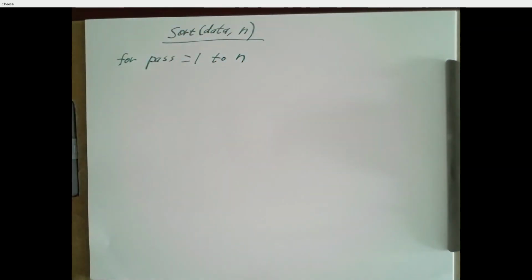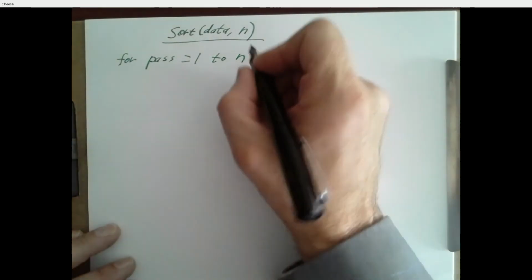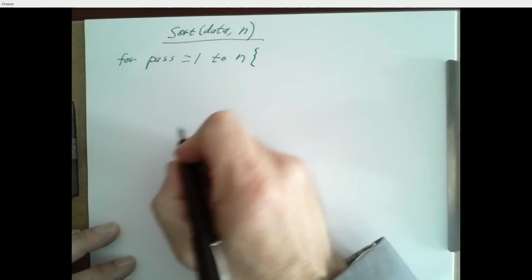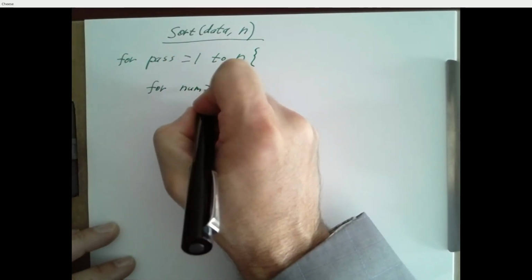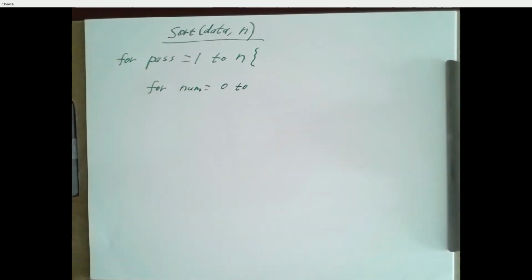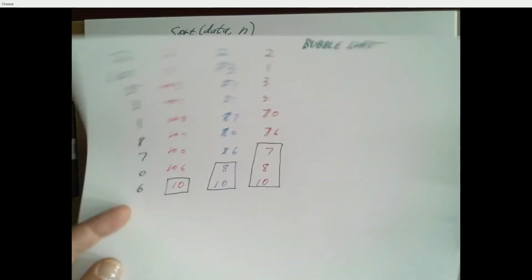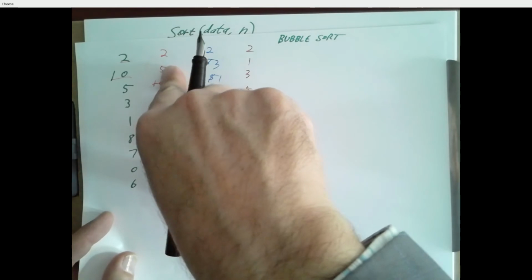So let's do n passes. You really only need n minus 1, and in fact you may need fewer than that. But first order, let's just do n passes, because we know that we'll have n things sorted, and that's the whole list. So for pass equals 1 to n, and what we want to do in each pass is compare each number to the number after it.